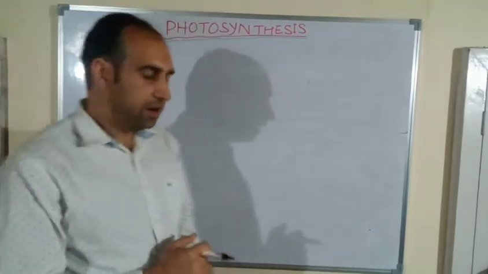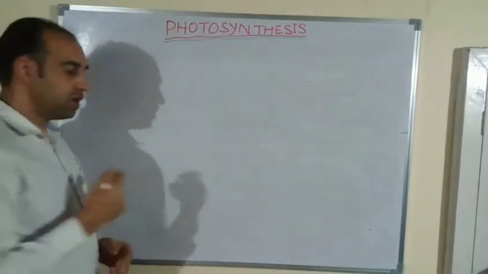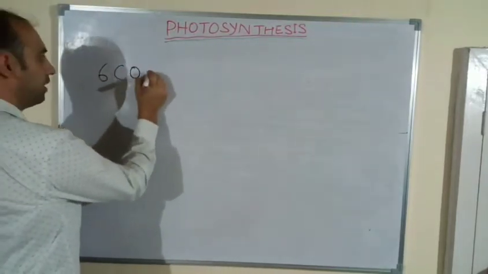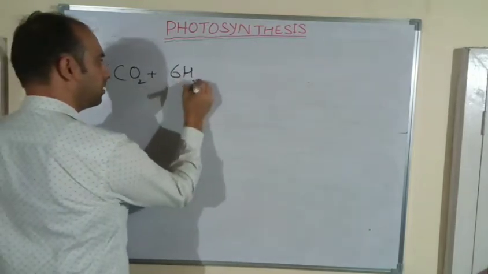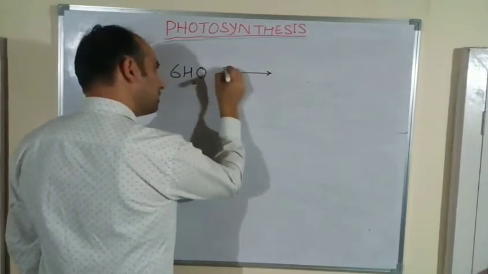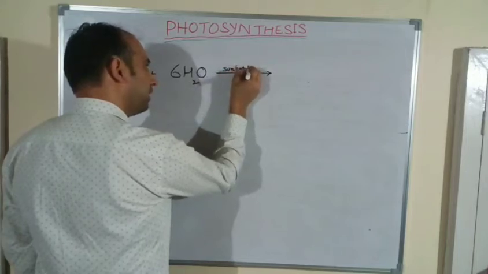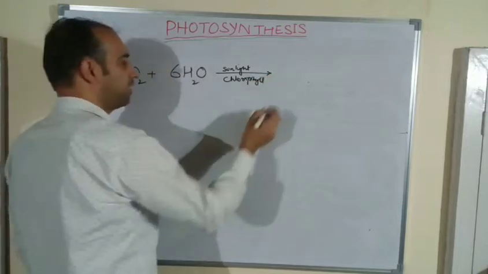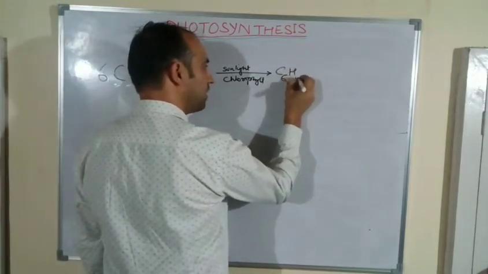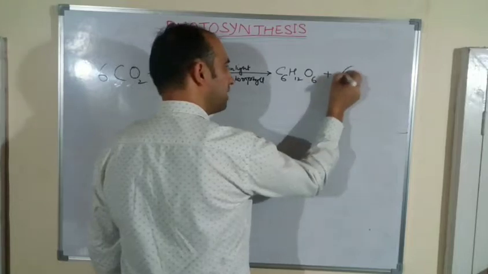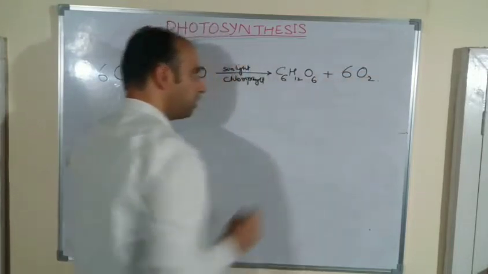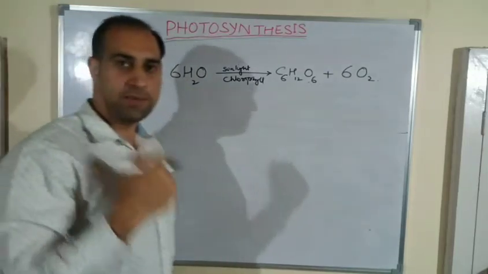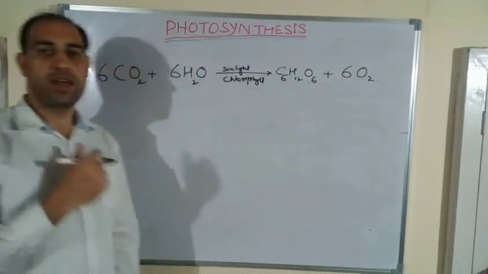In earlier times, the photosynthetic reaction was written as 6 times carbon dioxide plus 6 times water, in the presence of sunlight and chlorophyll. They manufactured their own food in the presence of sunlight and chlorophyll. That was C6H12O, the glucose molecule, plus 6 times oxygen. This photosynthetic equation has put many plant physiologists in great confusion.